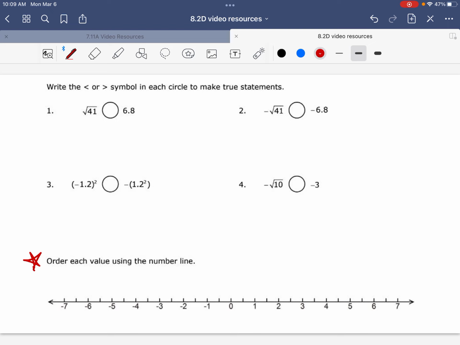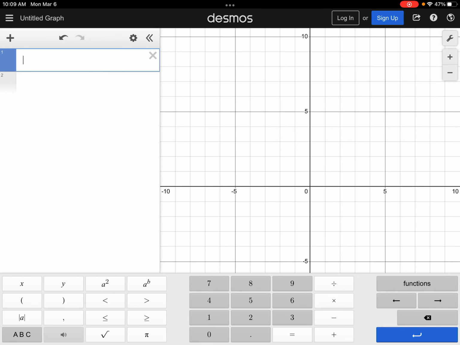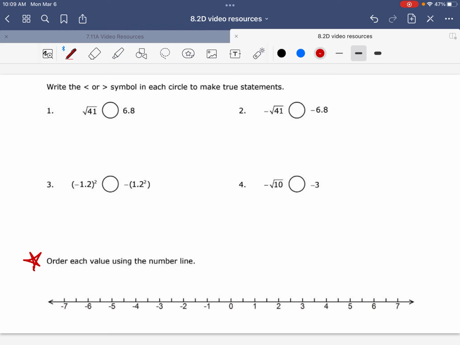But we're going to take a look at number 1 first, and we want to compare the square root of 41 to the value of 6 and 8 tenths. So I need to take the square root of 41 and put it into Desmos to see what that is as a decimal equivalent. I get a value of 6.4. So if I go back to my paper, the square root of 41 was 6.4. And I know that 6.4 is less than 6.8.